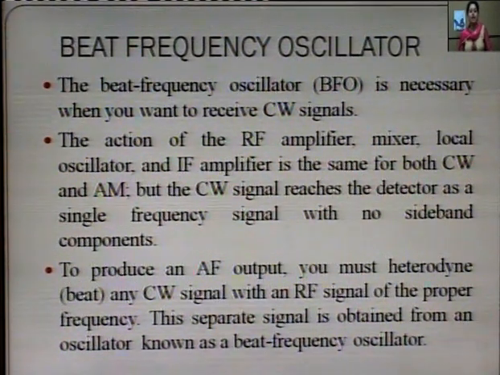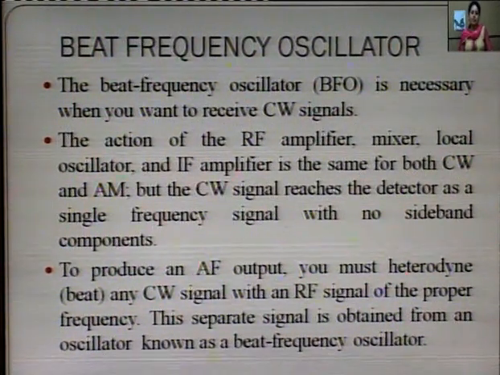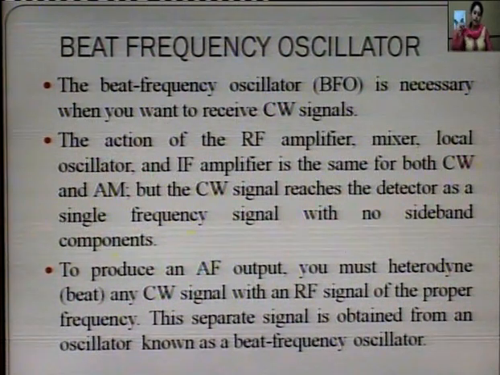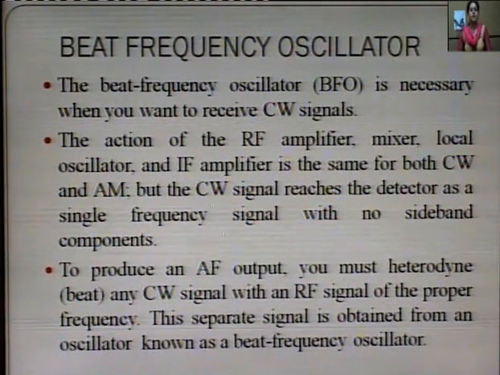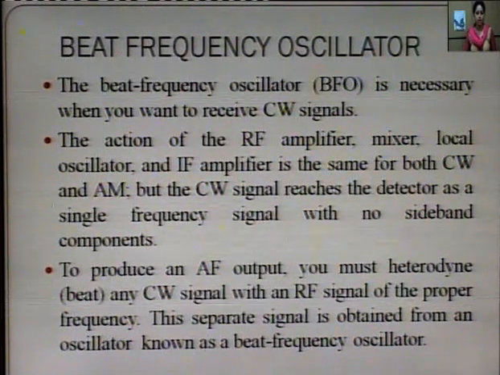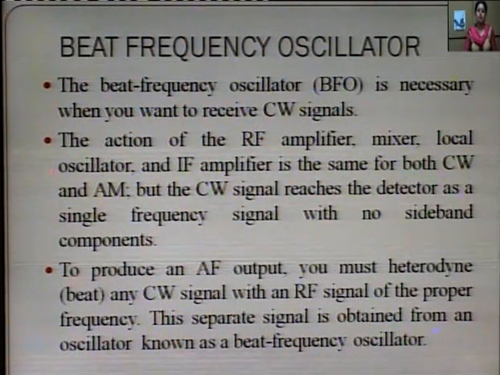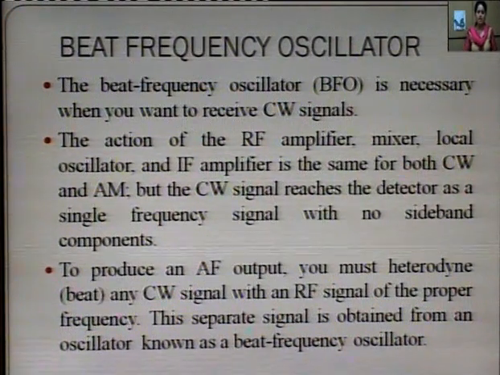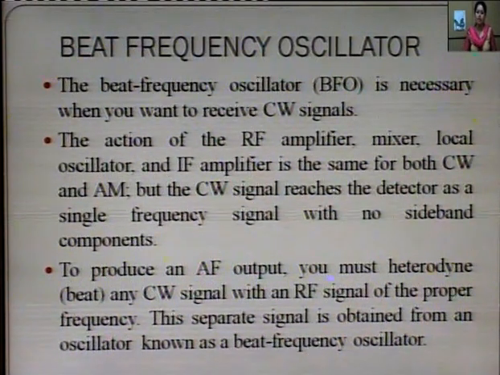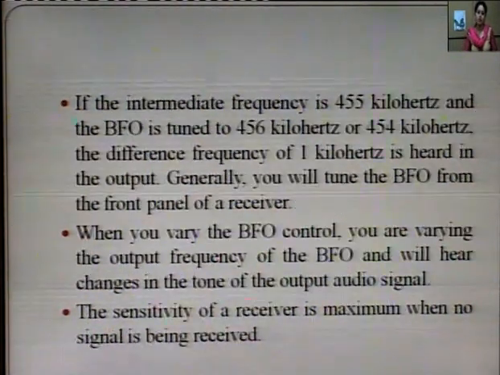The action of the RF amplifier, mixer, local oscillator and IF amplifier is the same for continuous wave and AM, but the continuous wave signal reaches the detector as a single frequency signal with no sideband components. So to produce an AF output, you must heterodyne, that is, you must beat any continuous wave signal with an RF signal of proper frequency. That is the mixing process again. The separate signal is obtained from an oscillator, which is known as your beat frequency oscillator.